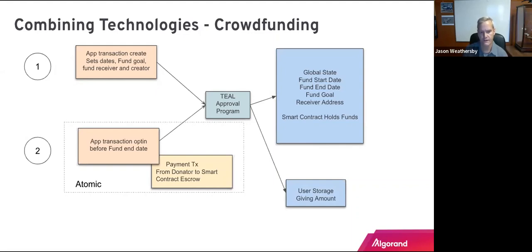So when you call the application, the smart contract can read every transaction that's submitted at the same time. So in this particular case, there are two transactions, and it can read all the properties of both of those. So it looks at the payment total and goes, okay, this user gave 50 algos. Well, then that particular piece of data can be written to user storage saying how much they gave. All right, and this process will continue until your fund end date.